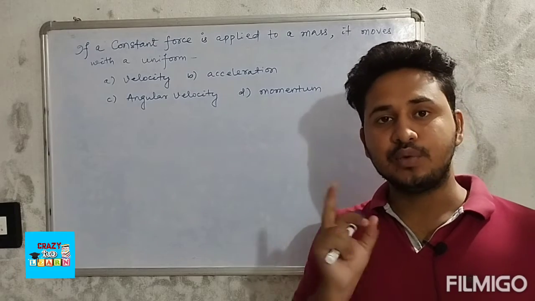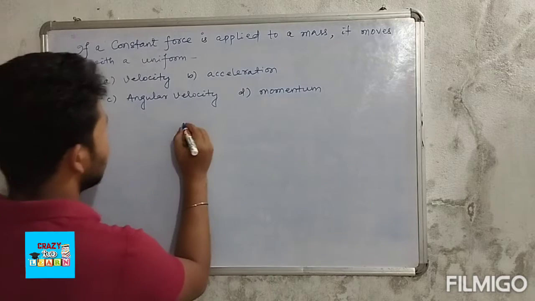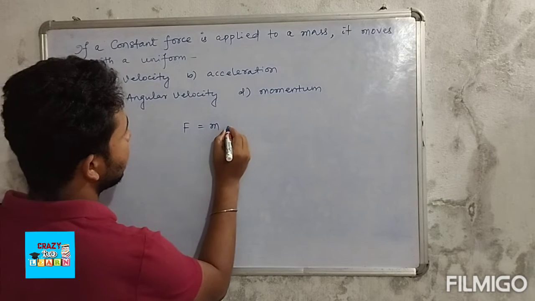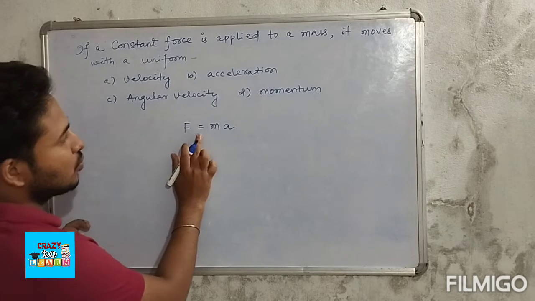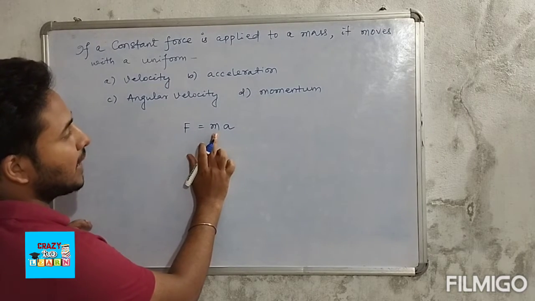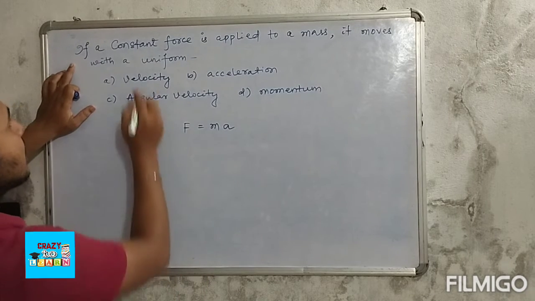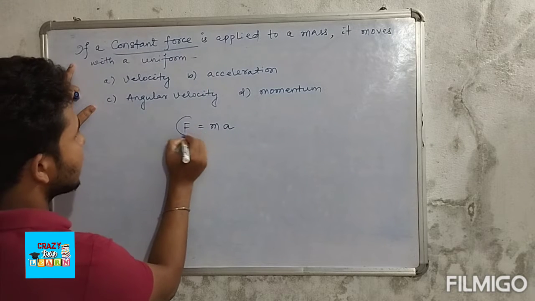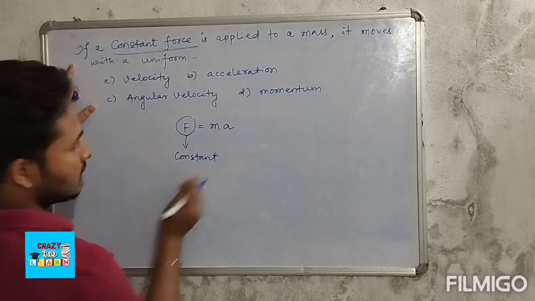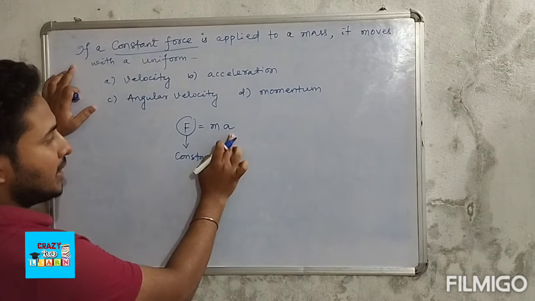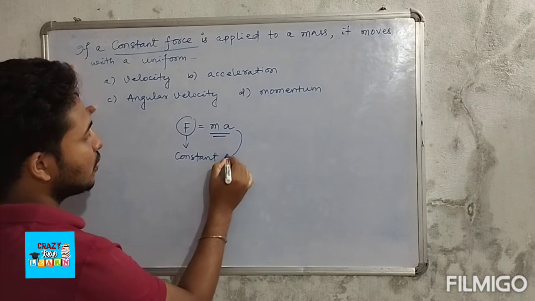We know from Newton's second law of motion, F is equal to ma. That means the applied external force is equal to the product of mass and acceleration. And what is given in your question? The constant force. That means this factor is constant. F is equal to ma, F is constant. That means m into a is also constant.